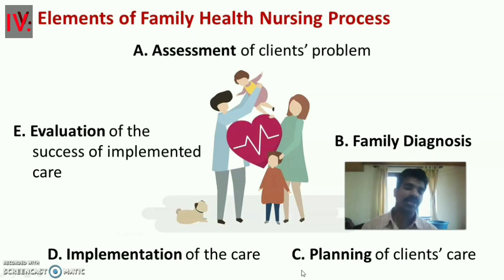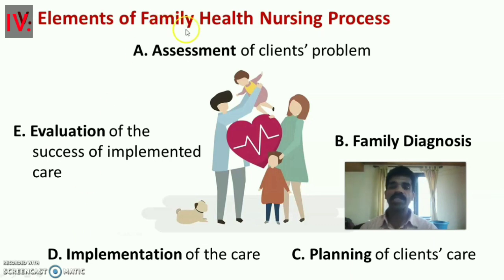That is making different interventions or strategies. That is planning of client's care or family members' care. And the fourth step is implementation of the care which is already planned, implementation of care of the family members. The last, or fifth, component is evaluation of the success of implemented care to the family members.